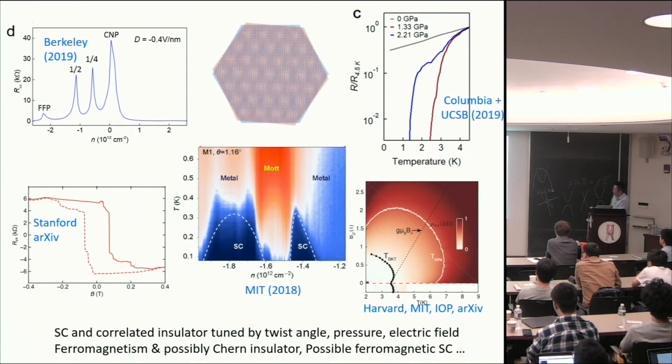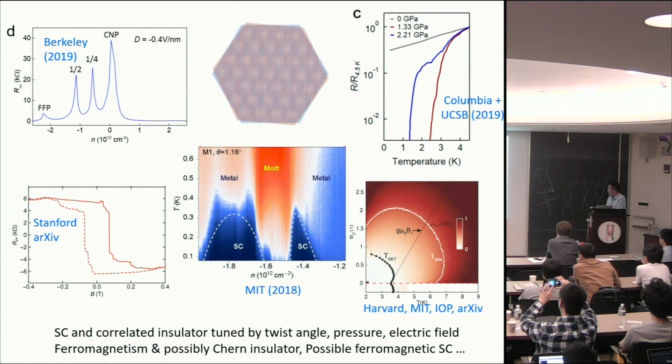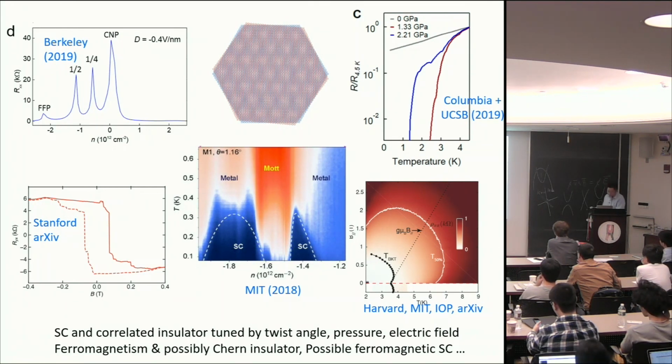And of course, all these recent activities on correlated electron physics in moiré materials have really, in some sense, given a new life to these correlated electron systems. And we see all kinds of interesting phenomena that you heard this morning from Feng: correlated insulating states, superconductivity. They can be tuned by pressure, by electric field, by twist angle, and the amazing phenomena seem to go on and on. Also ferromagnetism, Chern insulators, et cetera, et cetera.